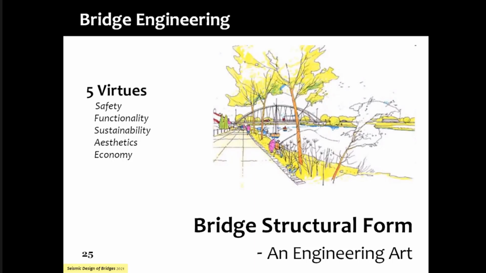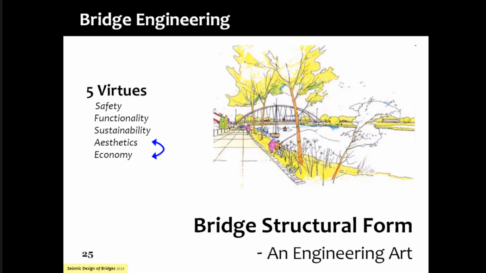So while most structures will require these 5 virtues to be followed: safety, functionality, sustainability, aesthetics, and economy, a bridge is no exception, and it will also follow the same. The only catch is that if you are able to pay a little more, you can make it look more beautiful. That is the only catch. But in the order safety, functionality, sustainability, those will remain.